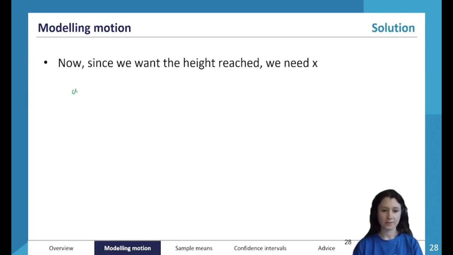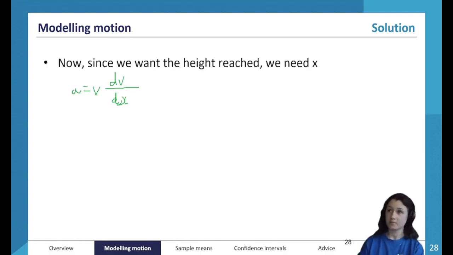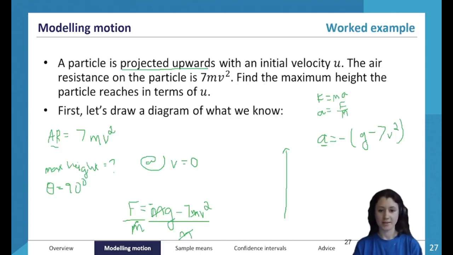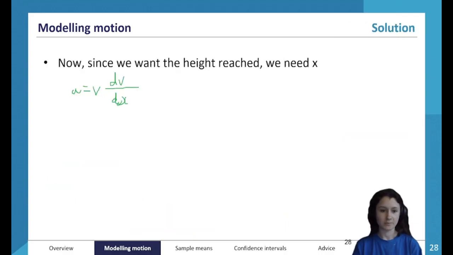If you guessed a equals v dv dx, you'd be right. Because this one includes a and v, which is what our a equation is in terms of, and it also includes x. Remember, x is the displacement. Our particle is only being projected upwards, so the displacement is only in terms of y anyway, so x is the height. We want the height in there somewhere, because that's what we've been asked. So this is the perfect formula to use. Our acceleration is negative g take 7v squared.